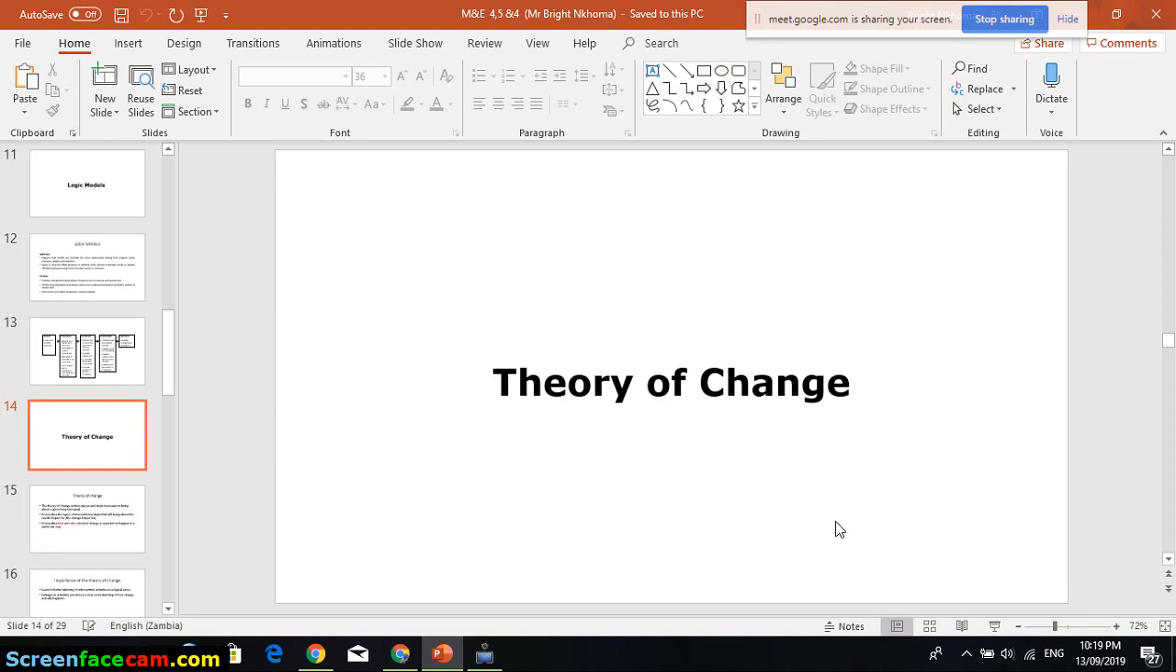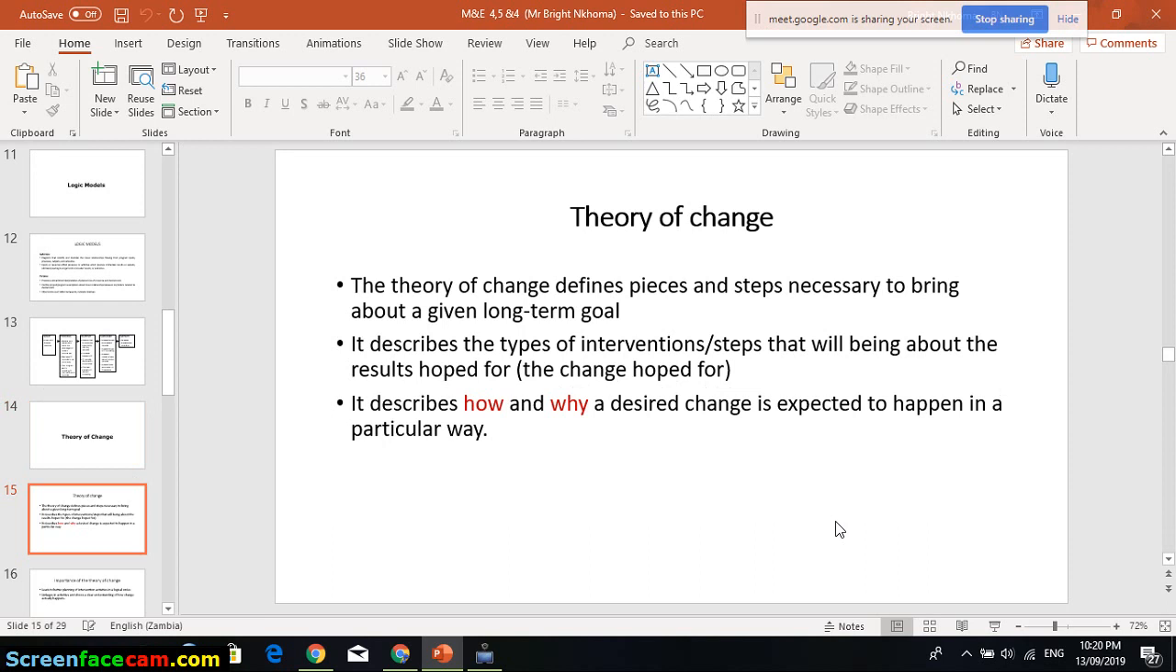Then, there are two ways to present a theory of change. Either you do it diagrammatically, or you do it in narrative form. There is no problem. But if you draw a diagram, you also need to add a little narration so that, in simpler terms, you explain what the diagram is all about. The theory of change defines pieces and steps necessary to bring about a given long-term goal. It shows what we intend to do, or how things will happen to bring about that goal. If this happens, then this will lead to this, and eventually to the ultimate goal.